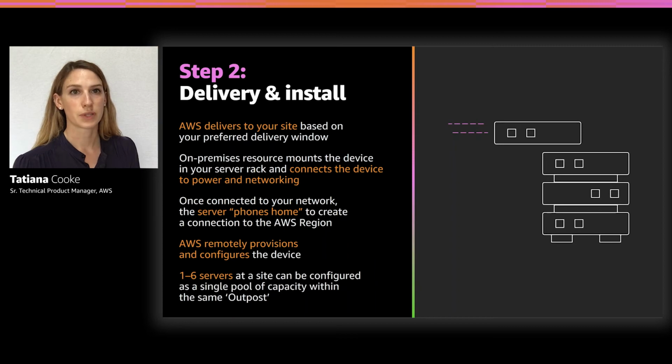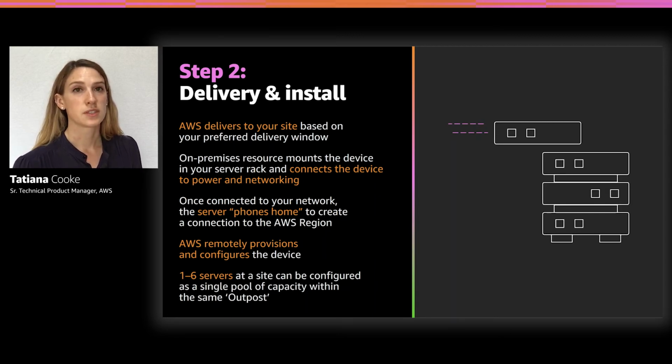Once provisioning is complete, you will be able to see that there is an active capacity pool associated with your Outpost using AWS regional management tools like the console. Up to 6 servers at a site can be configured as a single pool within the same Outpost, so you could start with a single server of capacity and add more servers over time as your workload grows. If your workload is much larger than 6 servers, get in touch with our team, as a rack form factor may be more appropriate to support you when your workload grows over time.